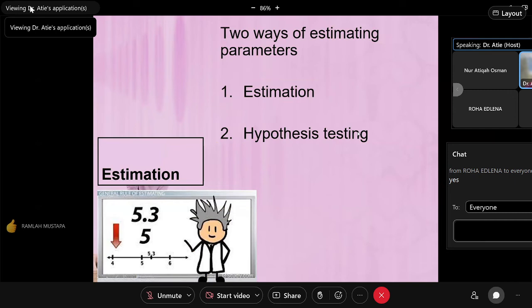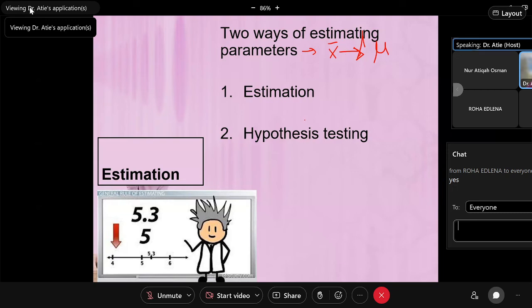All right, so let's continue. Two ways of estimating parameters. When I say parameters here, in our case we are trying to estimate mu, and we use the x bar in order to estimate the mu. So this is our job for the inferential statistics in this class. There are two ways of doing it. To estimate the mu using estimation, we use the formula and the calculator to get the value of x bar, just like what we did before, right?